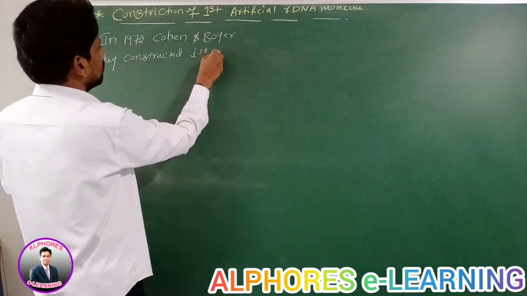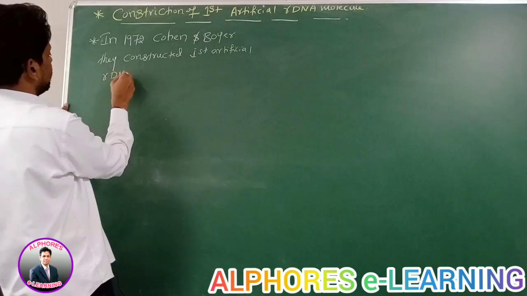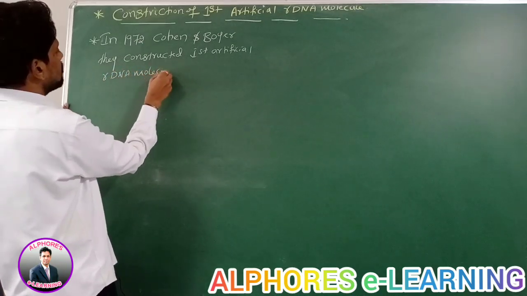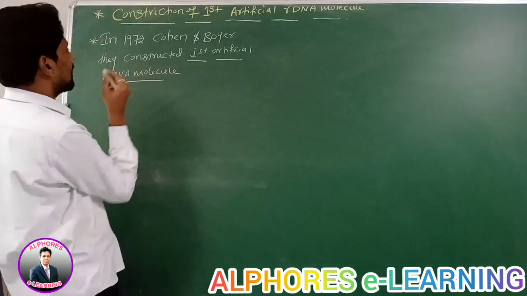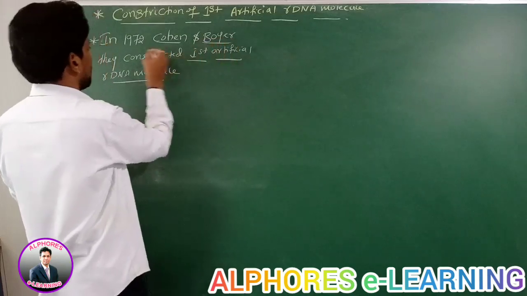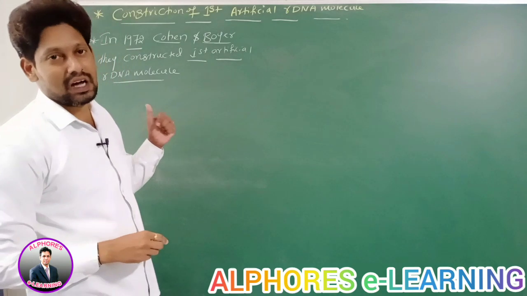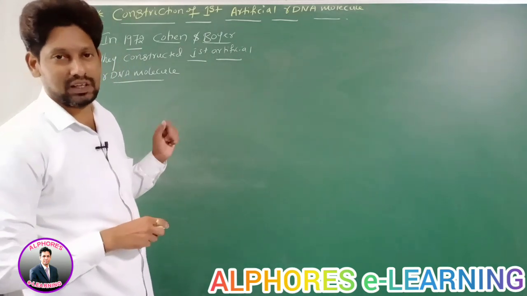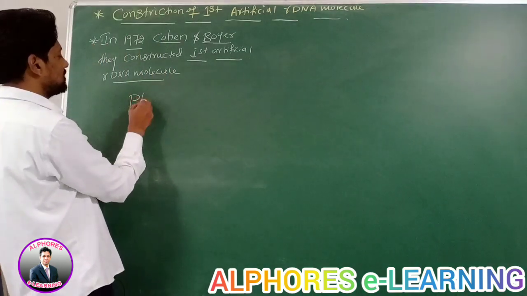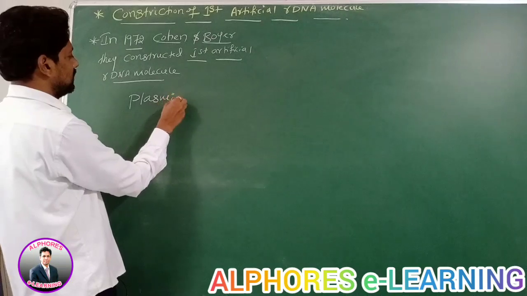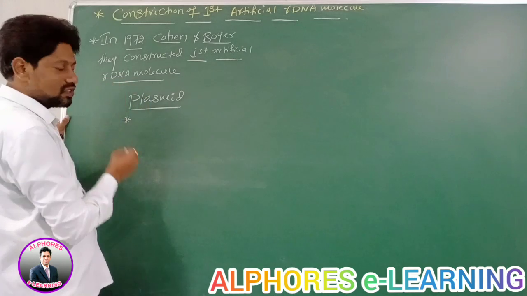first artificial rDNA molecule. Therefore, who was the first to construct an artificial rDNA molecule? Cohen and Boyer. In which year, sir? 1972. How did they construct this rDNA molecule, sir? Before going to that, first you should know about a word, plasmid. In first year, you read about this word plasmid, yes or no? Sir, how are we going to define this plasmid?